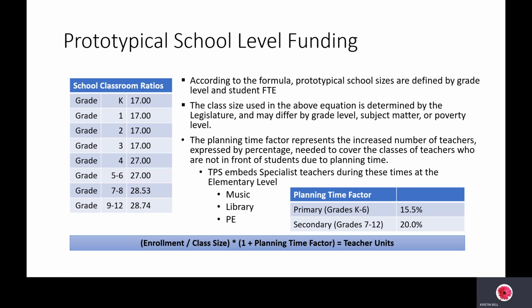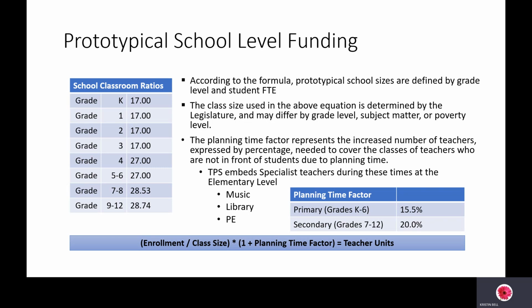So on the right hand side there, there's a planning time embedded into each allocation. So if you look at the blue at the bottom here, you take the enrollment in the school, you divide it by the class size. So let's say you're taking first grade, then you multiply it by 1 plus the planning time factor. So if I'm talking about elementary, my planning time factor over here on the right would be 15.5%, which would equal the funded teacher units.